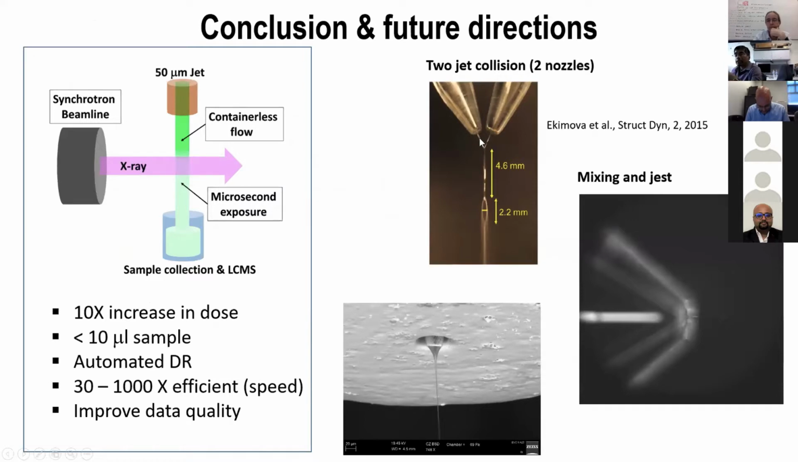We're going to have a mixing device that will collide two jets, and you can see this is with Dan DePonte. He's at the Stanford Accelerator. He's developing this kind of mixing. We can use this kind of mixing jet to do fast kinetics.